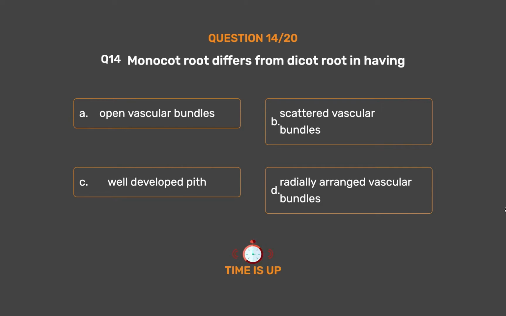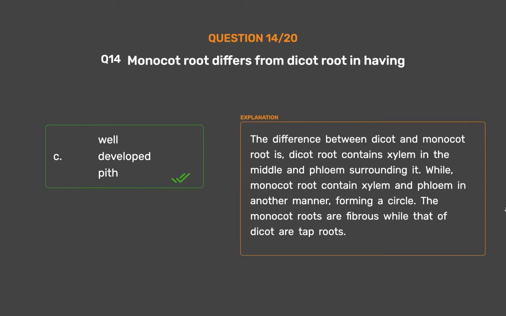The correct answer is Option C. Well-developed pith. The difference between dicot and monocot root is, dicot root contains xylem in the middle and phloem surrounding it, while monocot root contains xylem and phloem in another manner, forming a circle. The monocot roots are fibrous while that of dicot are tap roots.